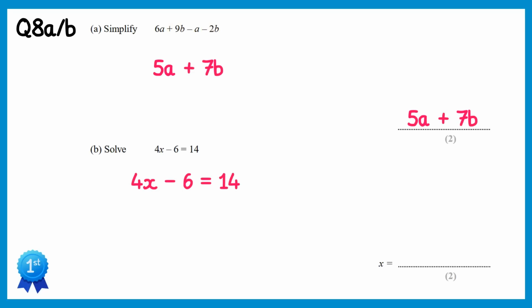To solve this equation, I'd first of all add 6 to both sides. If you add 6 to the left hand side, the negative 6 will cancel, so you're just left with 4x. If you add 6 to the right hand side, 14 add 6 is 20. Now divide both sides by 4. On the left hand side, 4x divided by 4 is just x, and 20 divided by 4 is 5. So the solution is x equals 5.